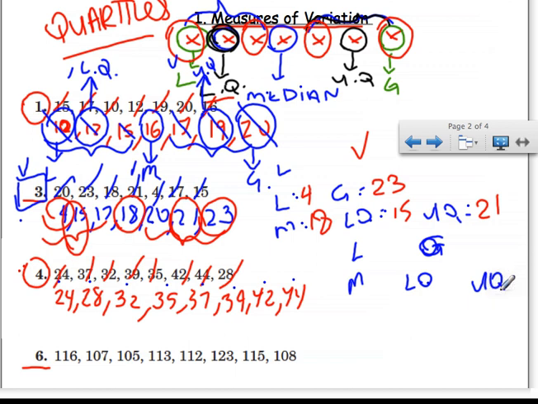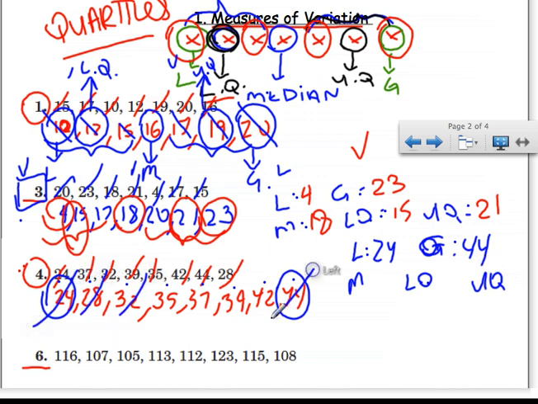So first, the least and the greatest are still easy to see. Those are 24 and 44. The least is 24, the greatest is 44. Next, the median is the middle number. I cross out 1, 2, 3 there, cross out 1, 2, 3 there, and it's a tie between 35 and 37. The number that breaks that tie, that's between those two, is 36. It's equally distant from 35 to 37. So I'm going to cross those out, and my median is 36.